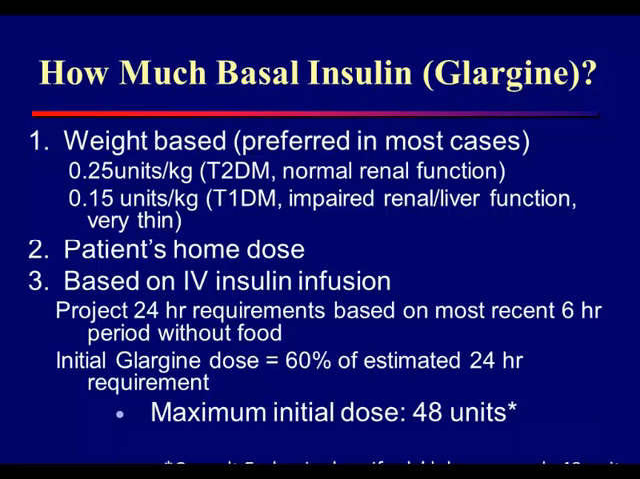So I like the weight-based dose, and what I usually do is look at what the weight-based dose is, and I look at the IV doses, and I see between the two of them what I want to do. We feel that when you give a dose of glargine on transition, you truly shouldn't use more than about 48 or 50 units. If you use more than that, there may be an issue, and then you might want to consult endocrine.